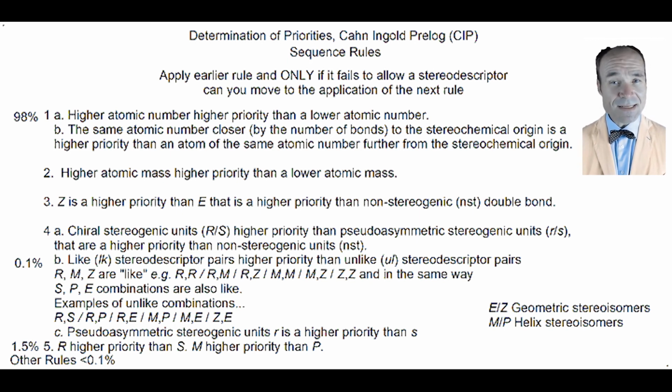So, understanding the application of atomic number to Cahn, Ingold, Prelog rules is clearly important, and the other measurements less so, but they do very occasionally come up.